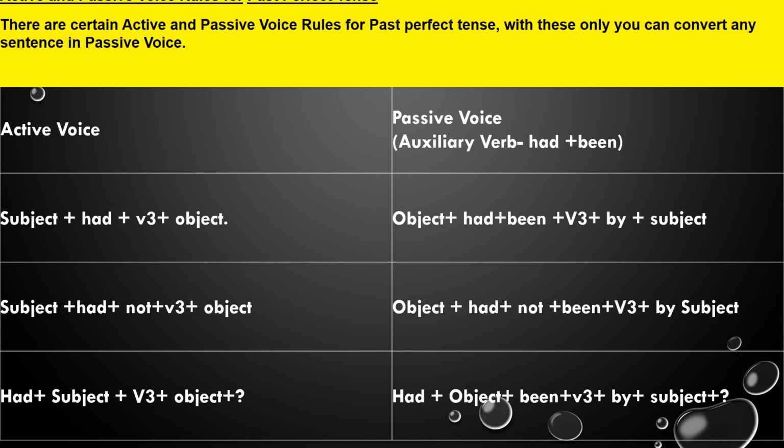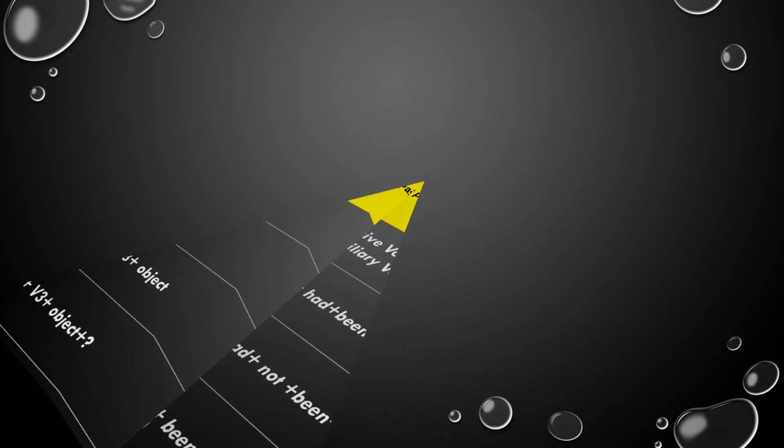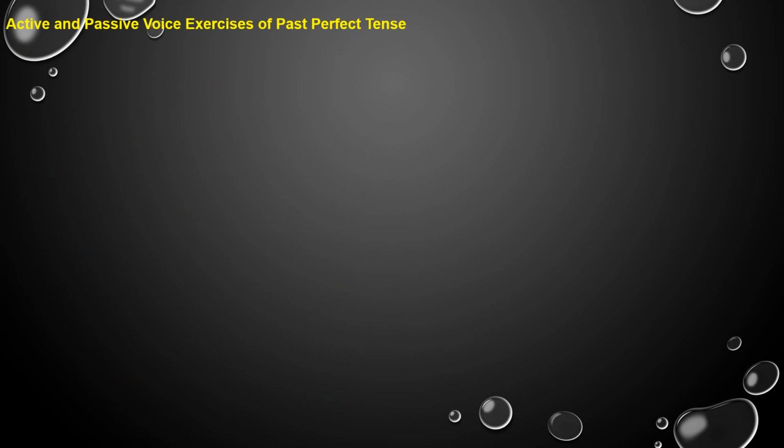And negative: subject plus had not plus V3 plus object. Passive: object plus had not been plus V3 plus by subject. Had is used for the question tense. The three forms: subject plus had, subject plus had been, and subject plus had not been. Now the passive exercise.